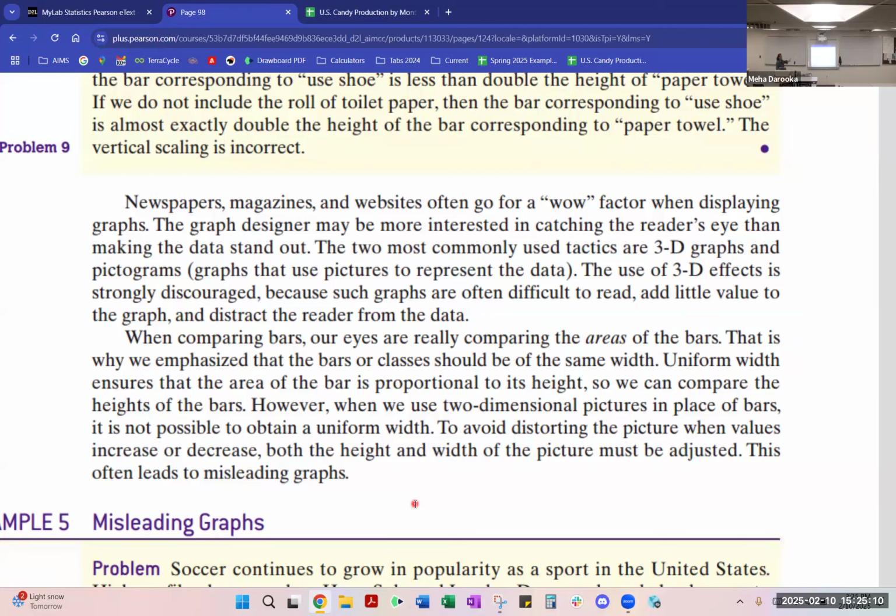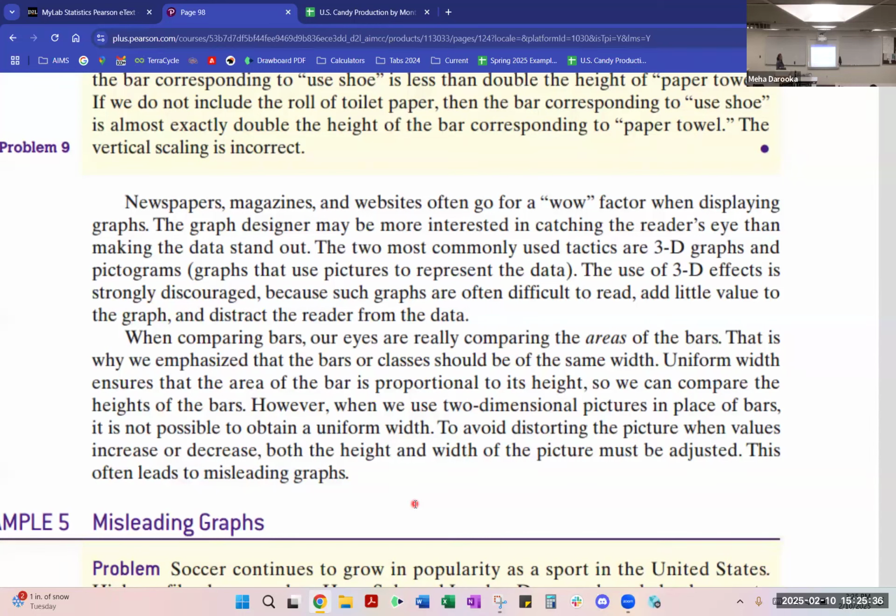So that's where we have to be careful, because 3D graphs and pictograms are being used more and more to make graphs look appealing. And you will see the use of 3D effects is strongly discouraged because these graphs make it difficult to read and add little value to the graph. Honestly, they are more distracting than anything else for the reader.